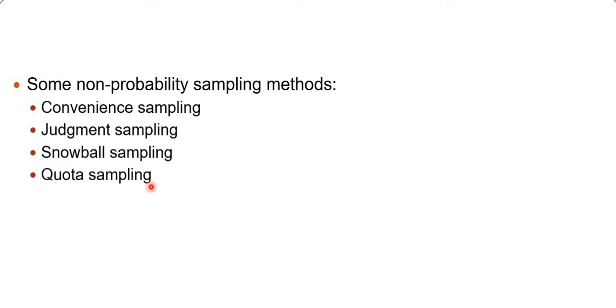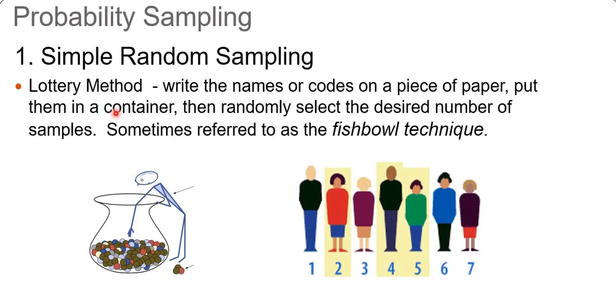This time, let's go through first our probability sampling methods or sampling techniques. The first one is the simple random sampling. It is more commonly known as the lottery method, where we write the names or codes on a piece of paper, put them in a container, then randomly select the desired number of samples. Because of this, it is sometimes also referred to as the fishbowl technique.